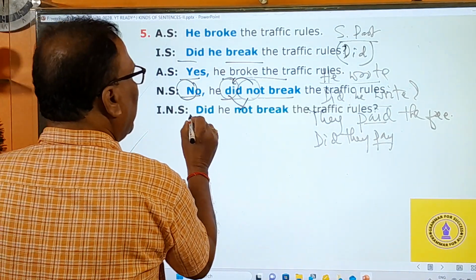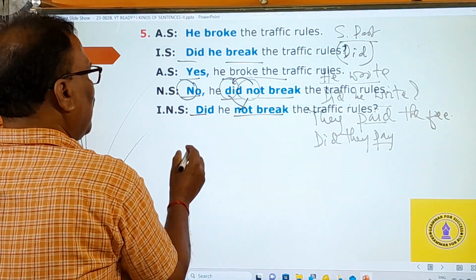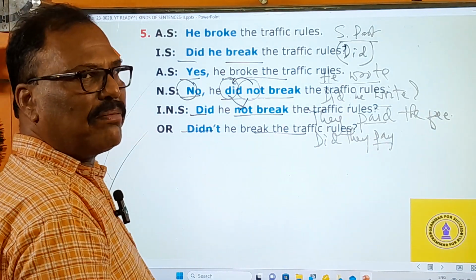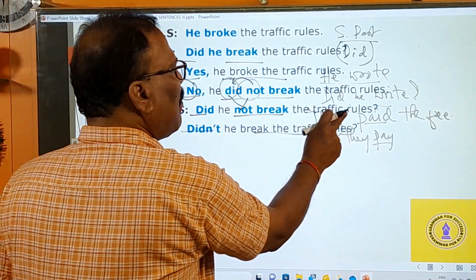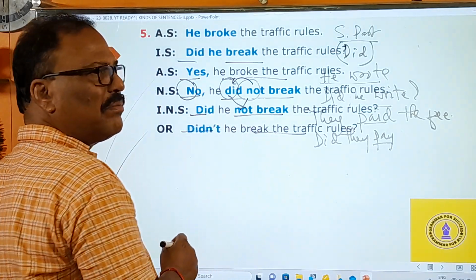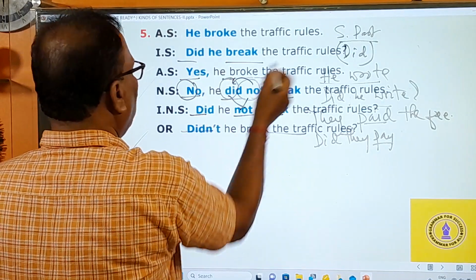And here, did he not break the traffic rules? Okay, short form: didn't he break the traffic rules? Did he not break the traffic rules means उन्हें traffic rules को तोड़ दिया नहीं क्या? Like that. So, dear learners of English, past tense is used like that.